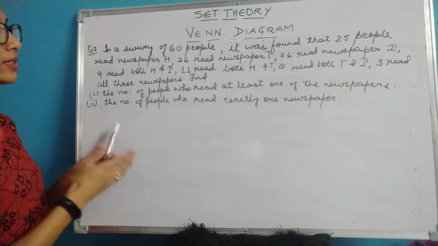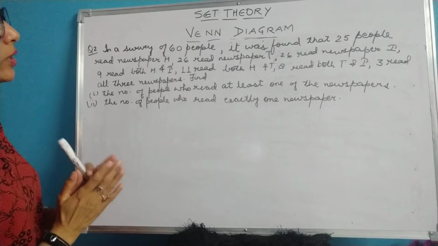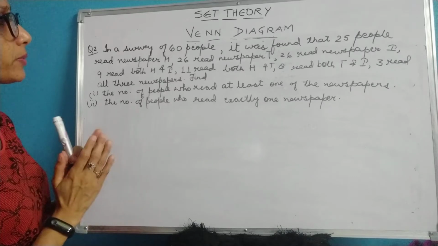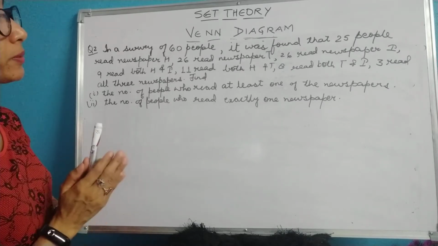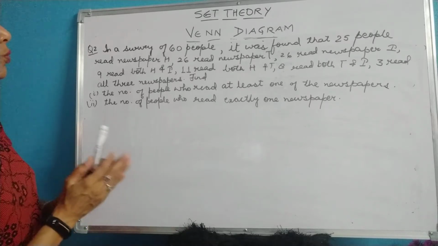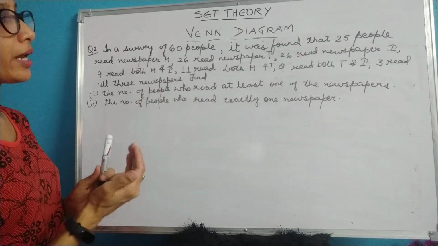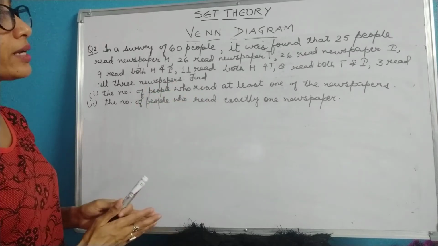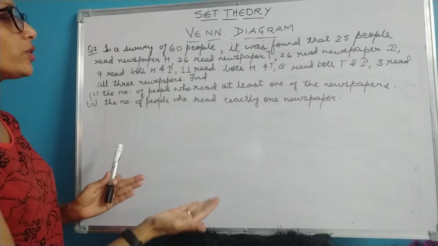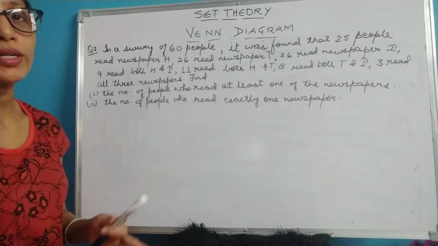Now children, let's see the next question. In a survey of 60 people, it was found that 25 people read newspaper H, 26 read newspaper T, 26 read newspaper I, 9 read both H and I, 11 read both H and T, 8 read both T and I, 3 read all 3 newspapers. Find the number of people who read at least one of the newspapers.